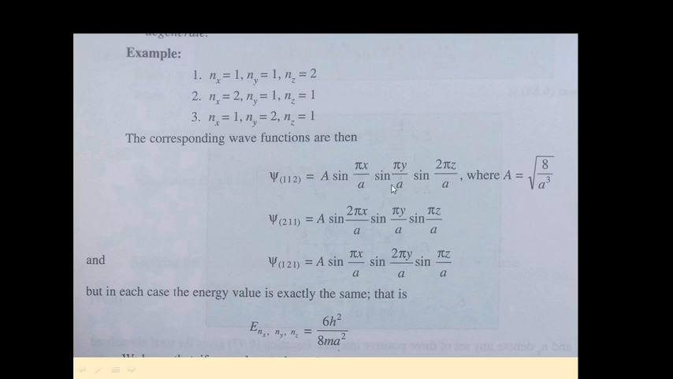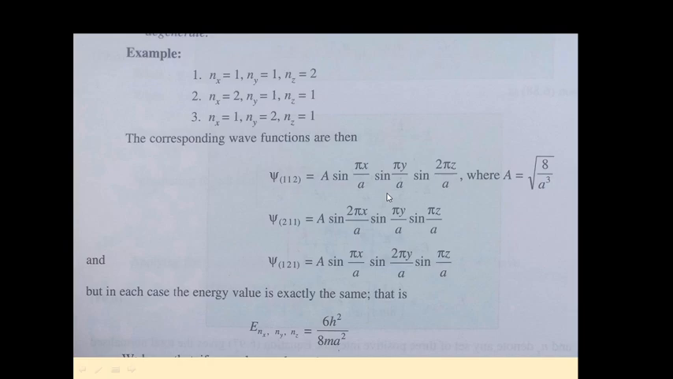You can look here, in all three cases the normalization constant remains common, and therefore I am replacing b and c with a just to make the mathematics easier. Under root of 8 upon a cube, because a is equal to b is equal to c, that is a cubic structure. If you look here, this is nx pi x where n is equal to 1, so it is 1 pi x, this is 1 pi y, and this is nz pi z, and that nz is equal to 2.